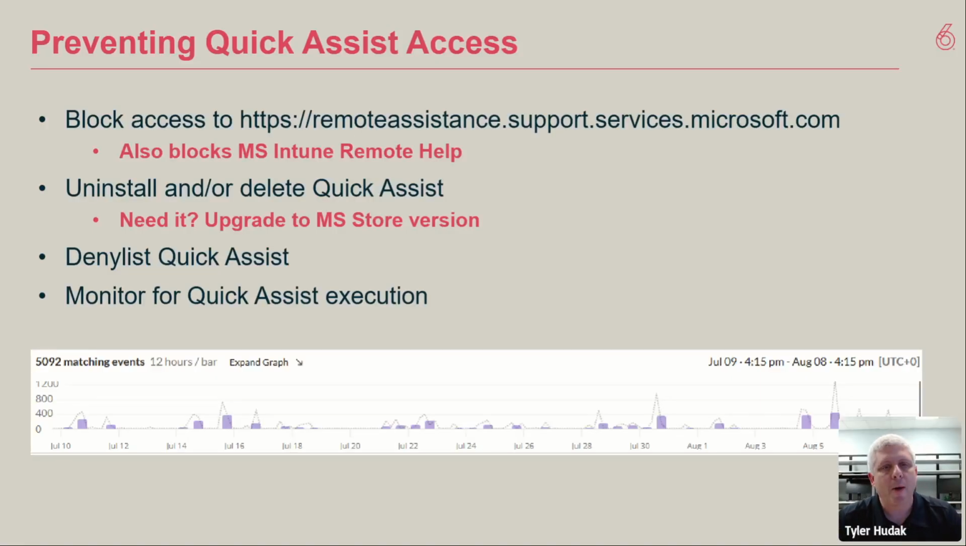So if you block this and you use Intune Remote Help, then you've lost the ability to use that as well. I would also recommend that you uninstall and or delete Quick Assist from your systems. Remember, it is installed on there by default. I can almost guarantee it. If you do use it and you do need it, upgrade to the Microsoft Store version because that is going to give you more logging as we've seen. Even if you uninstall or delete Quick Assist, also deny list it.